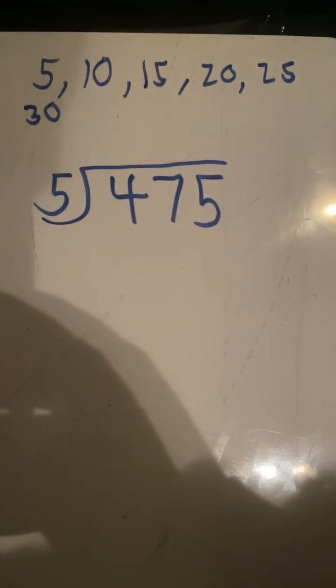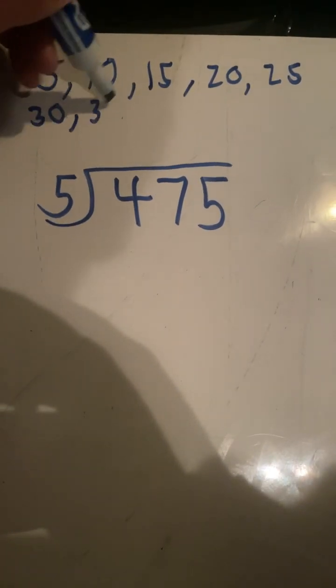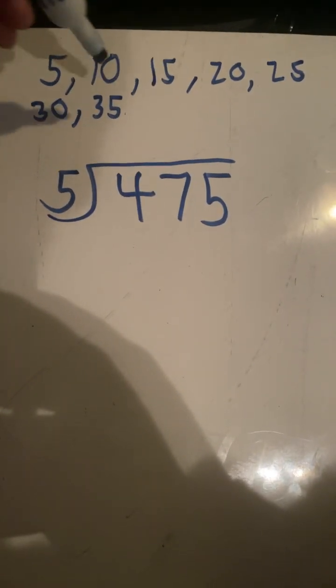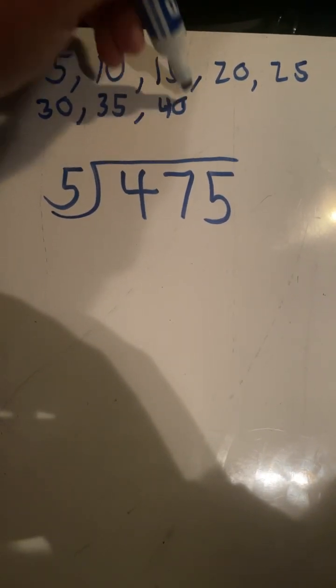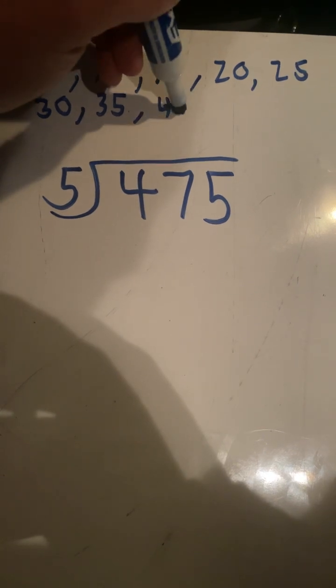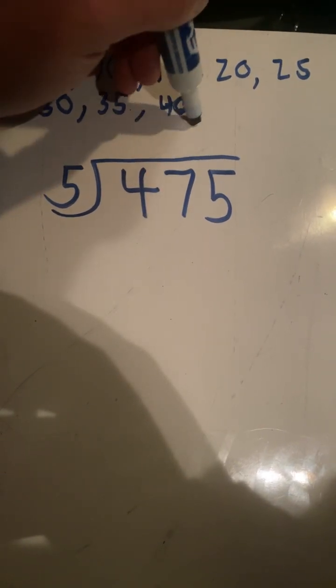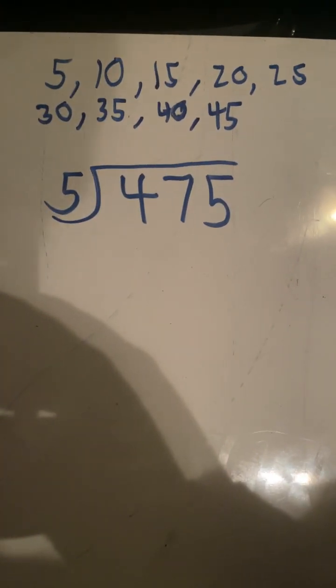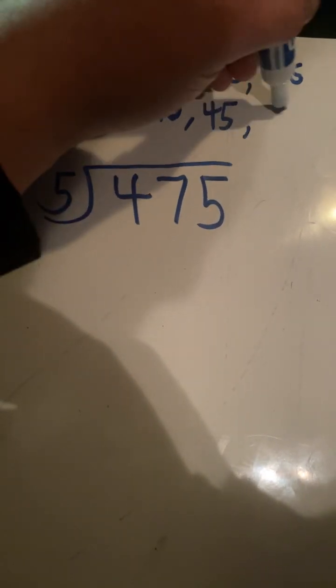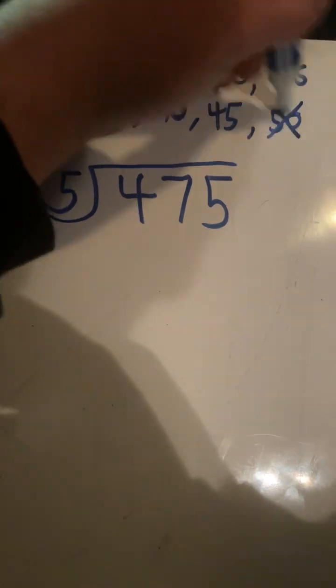30, I'm at 6 groups of 5. 35, I'm at 7 groups of 5. 40, I am now at 8 groups of 5. Make that look a little more like a 0. 45, I'm at 9 groups of 5. Now, if I count by 5 again, I'll be at 50, and 50 is too far.